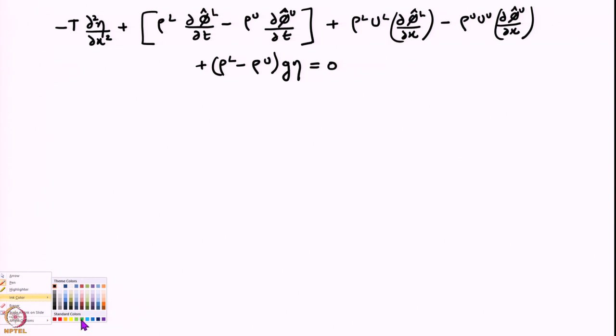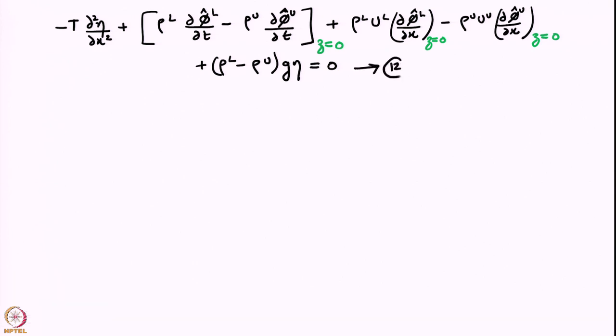The only terms which depend on z are this inside the square bracket and these terms. The other terms depend on eta. Eta by definition is not a function of z, so we do not have to worry about the z dependence in those terms. So, these terms get applied at z is equal to 0, and you can see that this is one of the boundary conditions that we have. I will call this equation 12. This is a boundary condition.